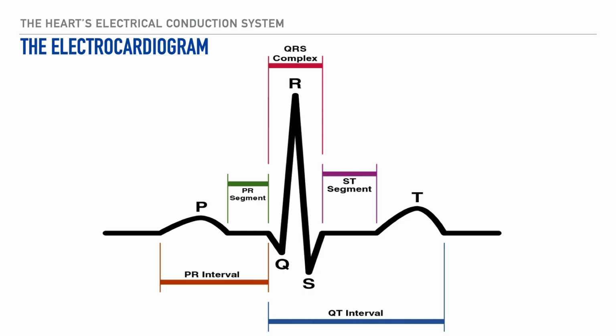So now that we've discussed the sequence of events that lead to electrical conduction of the heart, let's see what this looks like in graph form. And when we refer to this process graphically, we refer to it as an electrocardiogram. Now, as we review this process, I'd like to put a couple of terms before you.